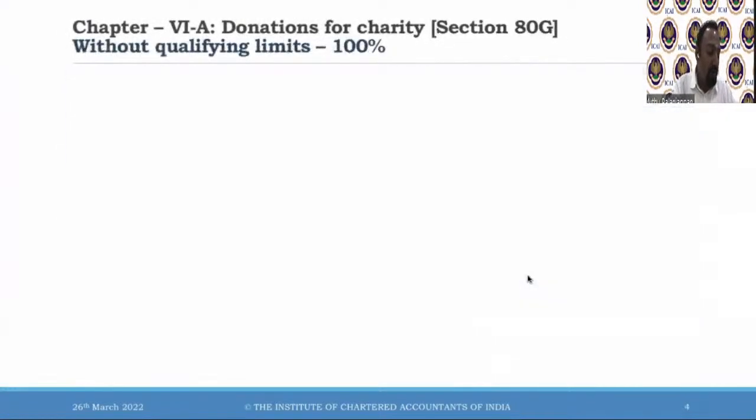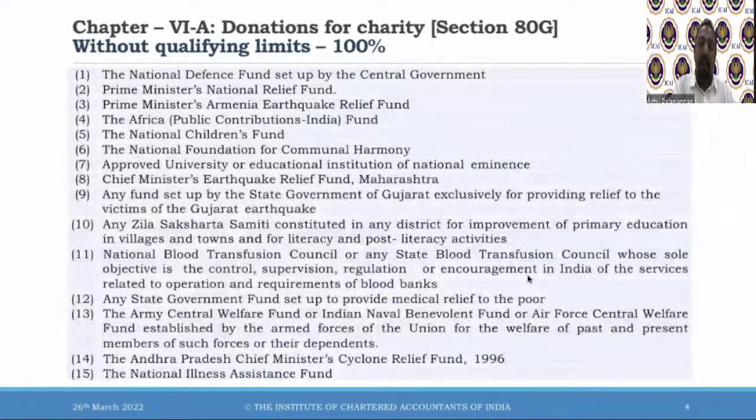As far as this without qualifying limit is concerned, I'm going to tell you so many things. Now the immediate question that comes to your mind will be, how do I remember each one of them? There are around 25 donations if I'm right. So how do you actually remember each one of them? It becomes difficult. So I'll tell you a way out after this particular slide. I'll just take you through whatever is listed.